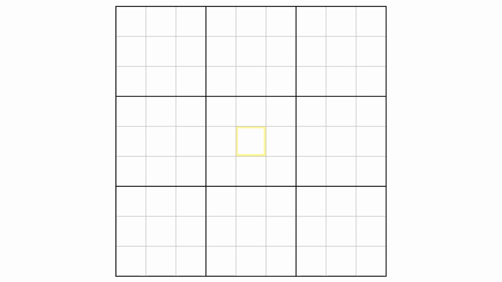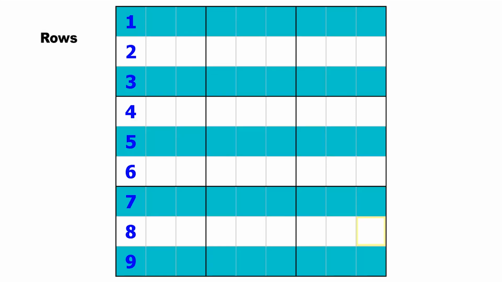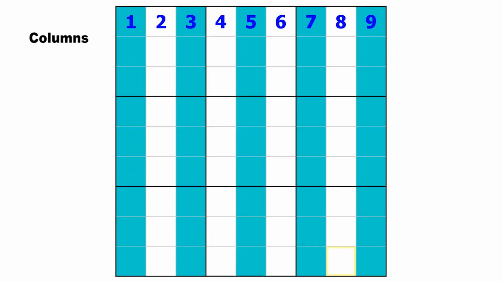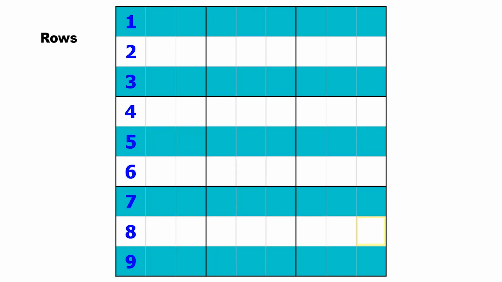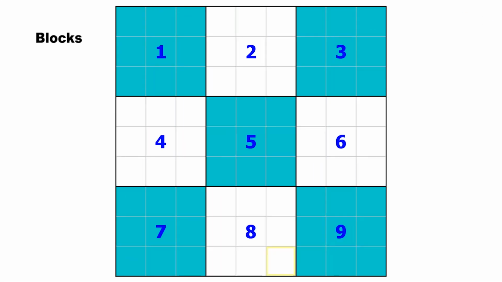A standard Sudoku puzzle is a 9x9 grid with 9 horizontal rows, 9 vertical columns, and 9 3x3 subgrids called blocks. When the puzzle is solved, each row, column, and block will contain the digits 1 through 9 with no repeats and no number left out.